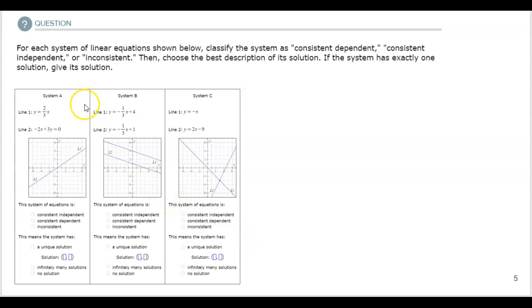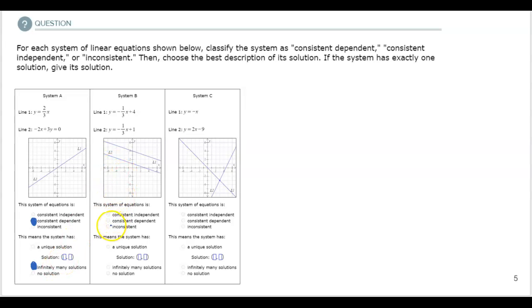Okay, this asks us to look at the equations and the graph, and then decide what type of system it is and how many solutions it has. I see here that it's the same line. If you look at the slide before, the same line means it's consistent dependent. If they're the same line, they're constantly on top of each other and overlapping. So every point is a potential solution, so it's infinitely many solutions.